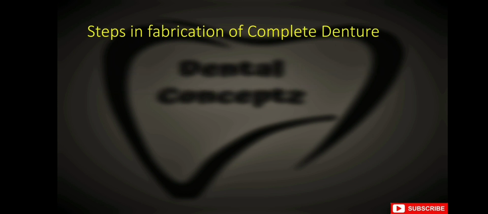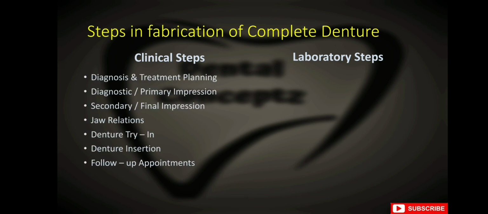What are the steps in fabrication of a complete denture? So it includes clinical steps and laboratory steps. The various clinical steps are diagnosis and treatment planning, diagnostic and primary impression making, secondary or final impression making, jaw relation records, denture try-in, denture insertion and follow-up appointments.